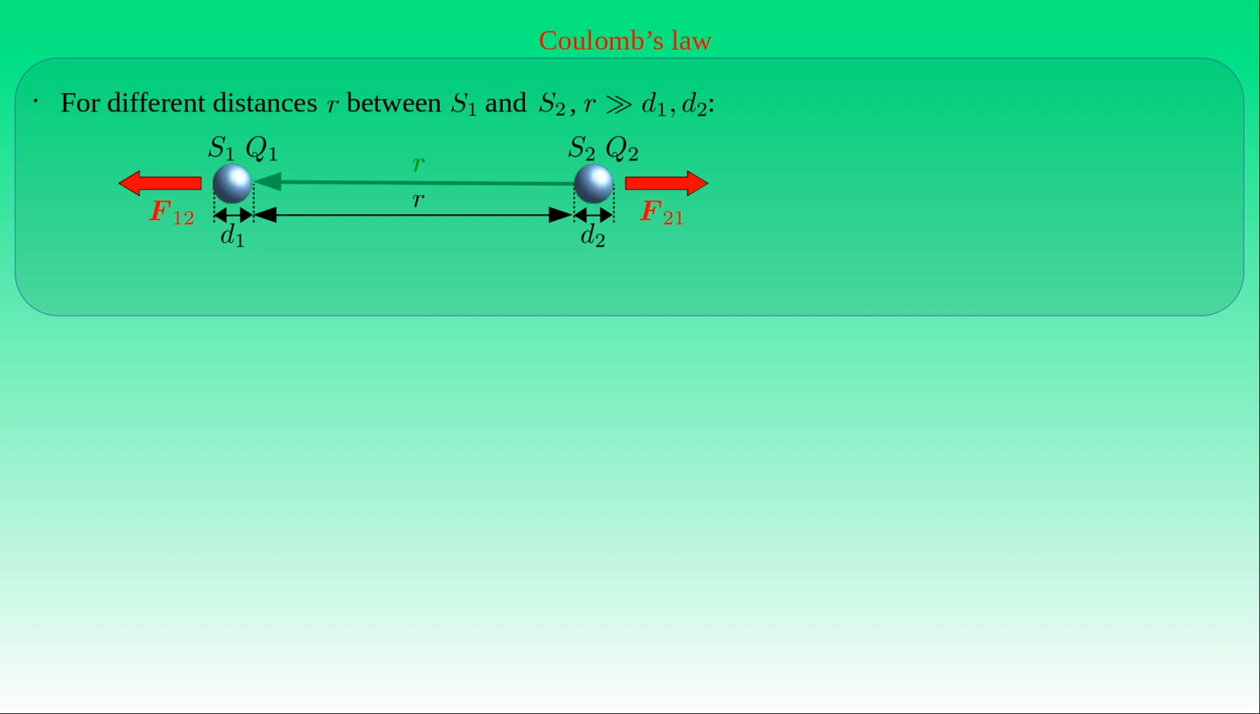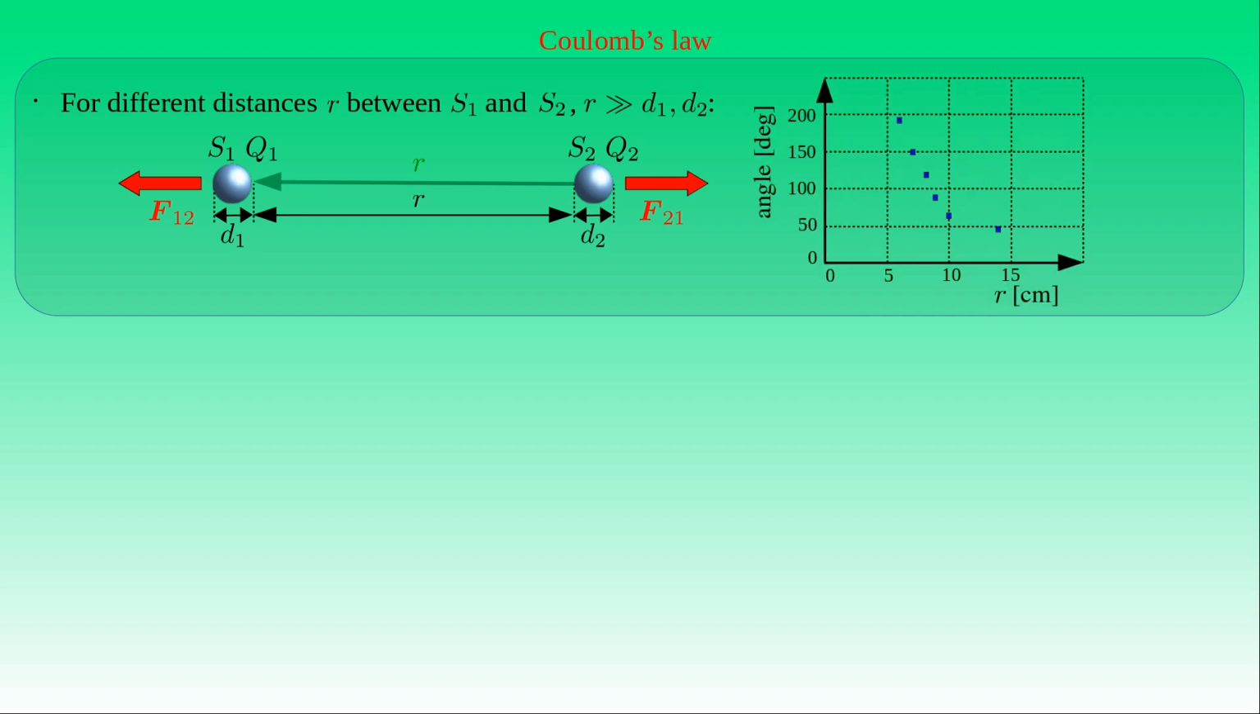Since Q1 and Q2 are like charges, these are repelling forces. Coulomb measured the rotation angle of the torsion head as a function of the distance r between the spheres for given charges Q1 and Q2, and he found that it is inversely proportional to the square of the distance. The plot shows the result of a typical measurement, where the data points scatter around a graph of the function r to the power of alpha, where alpha is equal to -2. This is an inverse square power law.